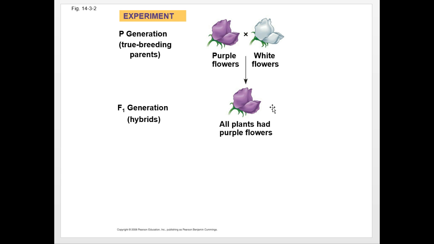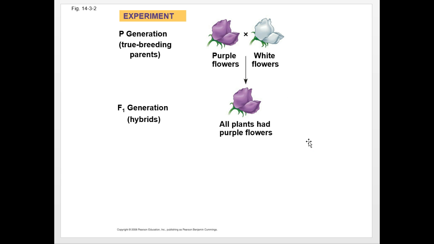So this might have had Mendel perplexed, because there was a blending hypothesis at the time where children, of course, when you look at them, you can see a blend of the parent traits. So they thought, well, if I mix purple with white, I should get kind of a lavender, but instead they were all purple.